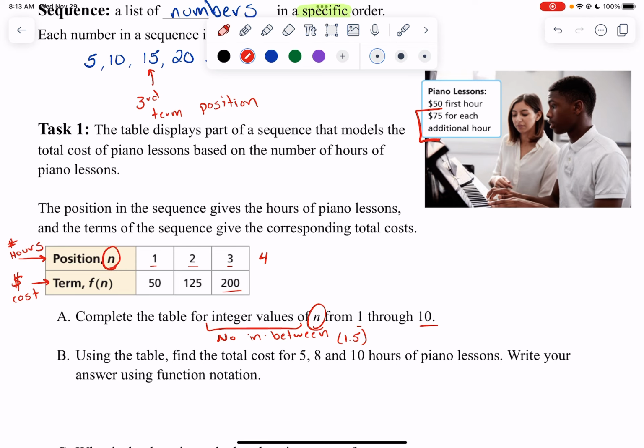So for 4, we would need to add 75 because it's $75 for each additional hour. So here we're adding 75 each time. So this would be 275.